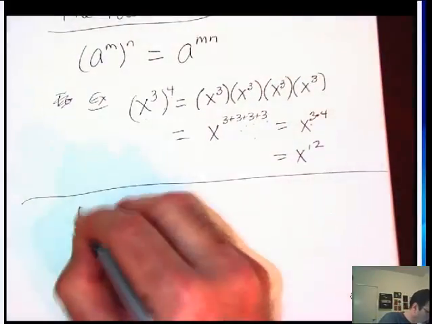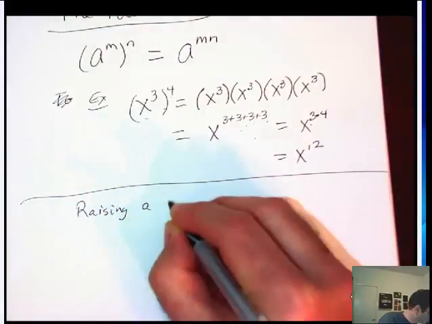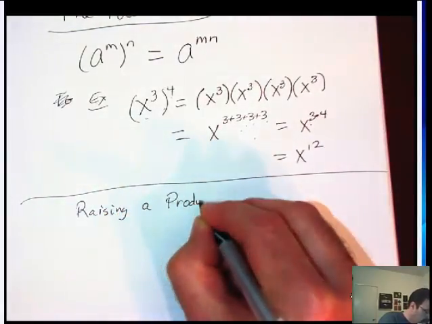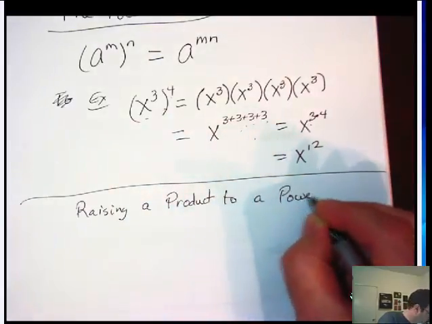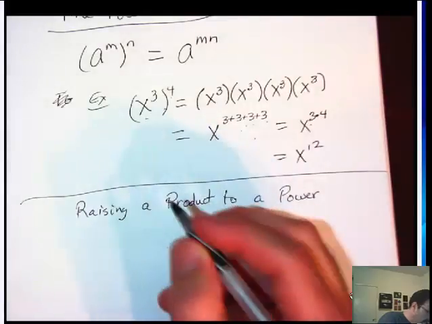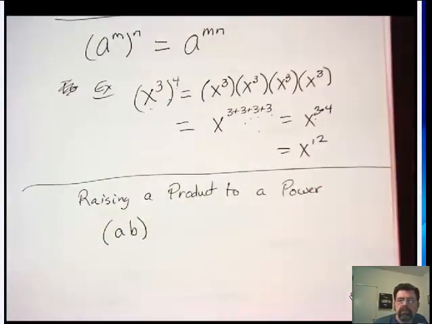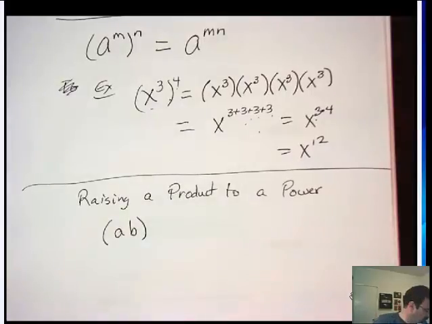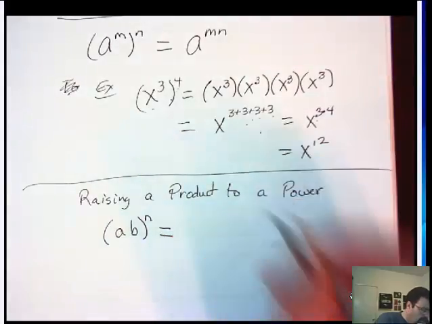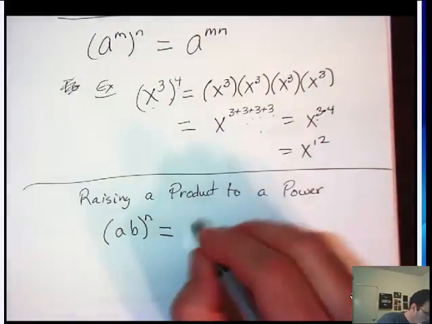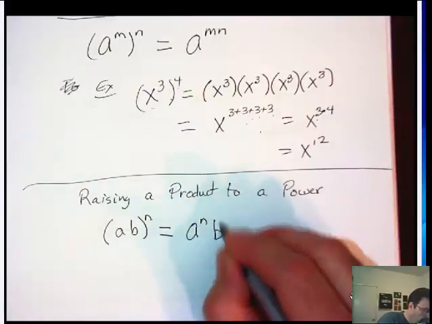Okay. Then we're going to do raising a product to a power. So a product is the result of multiplying 2 numbers, 2 or more numbers. So here's a product of 2 numbers. And if I raise that to a power, the result's going to be, I'm going to take each factor in the product and raise it to that power.